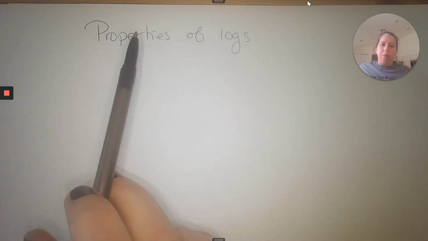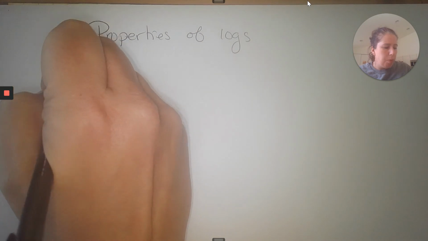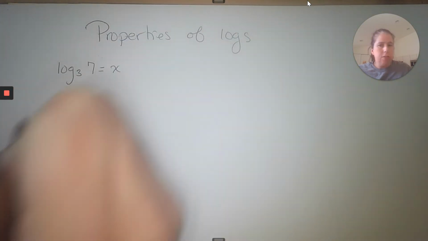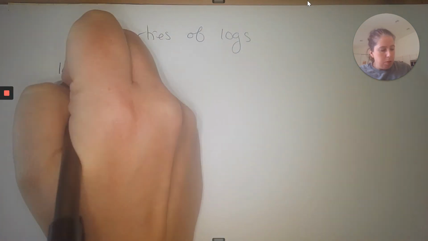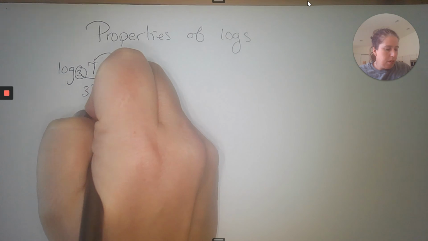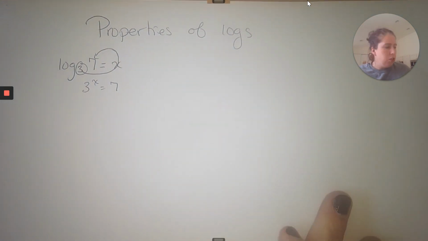We're gonna talk about properties of logs today. So the last assignment, we were talking about switching them back and forth. So if I give you log base 3 of 7 equals x, okay? So remember, this is the base, so we go 3 to the x power equals 7, right? Okay, so make sure you guys can do that.